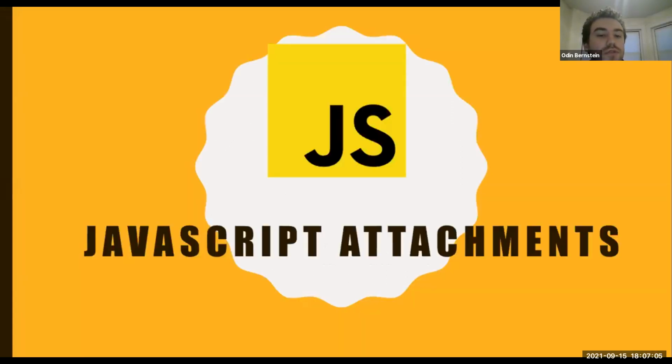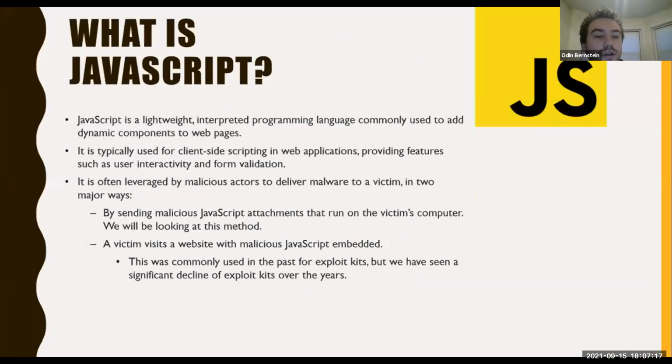I want to go over a little bit of background about JavaScript attachments, how they're used as malware, and some different topics related to JavaScript malware. So let's get started. First, I want to introduce what JavaScript is. JavaScript is a web programming language. It's used to add dynamic components to web pages, for form validation, and a variety of dynamic features. But the reason we're interested in JavaScript is because it can be used for malicious purposes, as a delivery mechanism for malware.